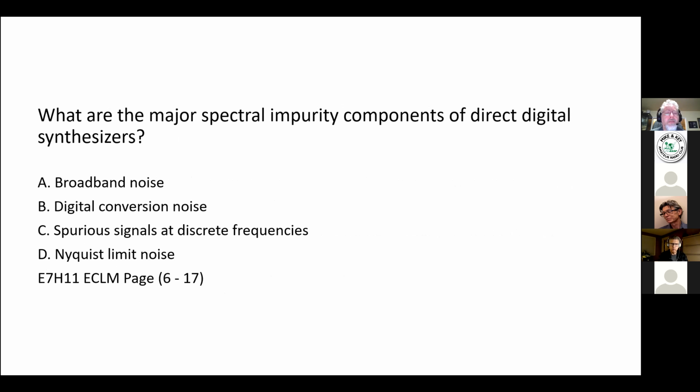What are the major spectral impurity components of a direct digital synthesizer? A, broadband noise. B, digital conversion noise. C, spurious signals at discrete frequencies. Or D, the Nyquist limit noise? Charlie, Charlie is correct. Spurious signals at discrete frequencies.